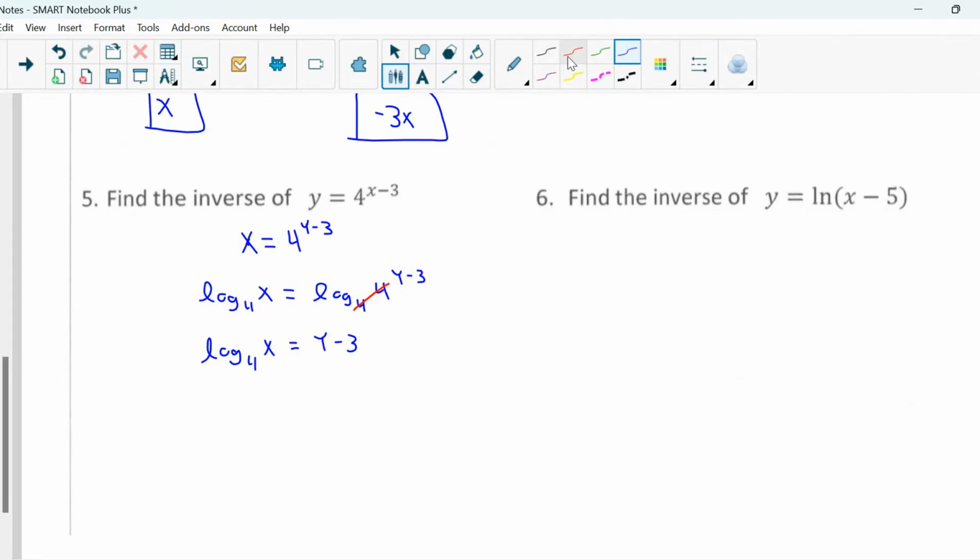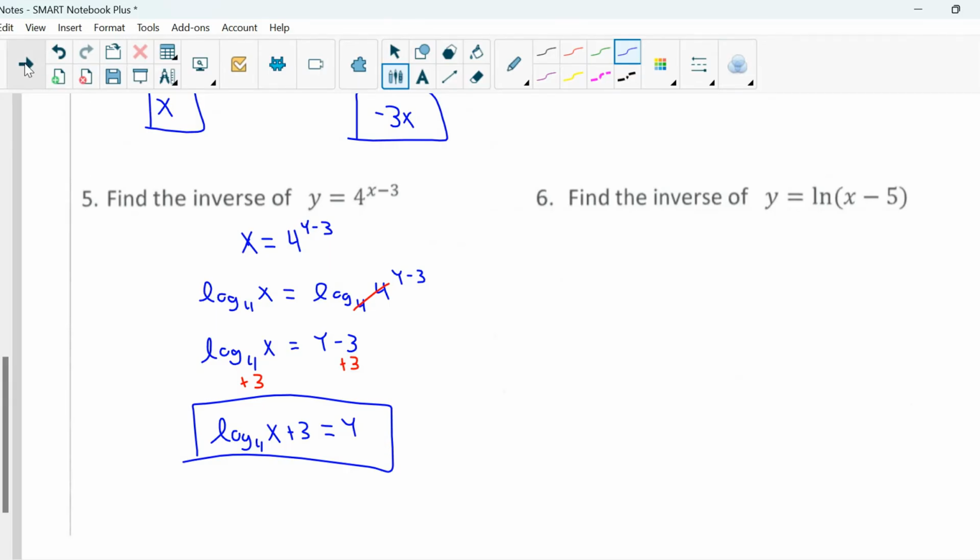All right, once I'm here, I can solve for y by simply adding 3 to both sides. And that's going to leave me with log base 4 of x plus 3 equals y. So that's just another quick example of finding the inverse.